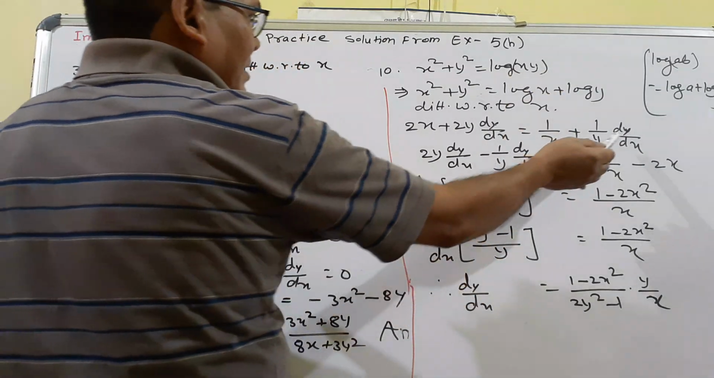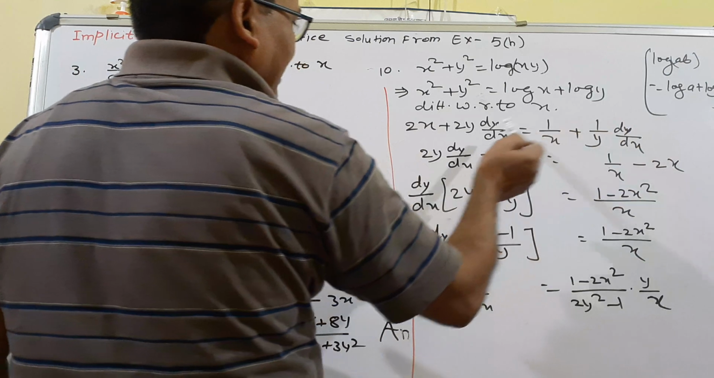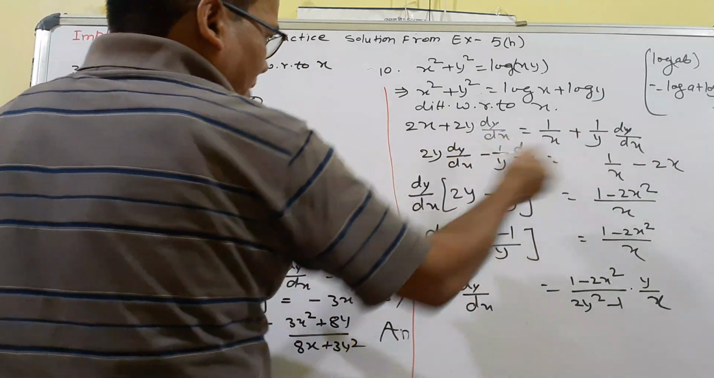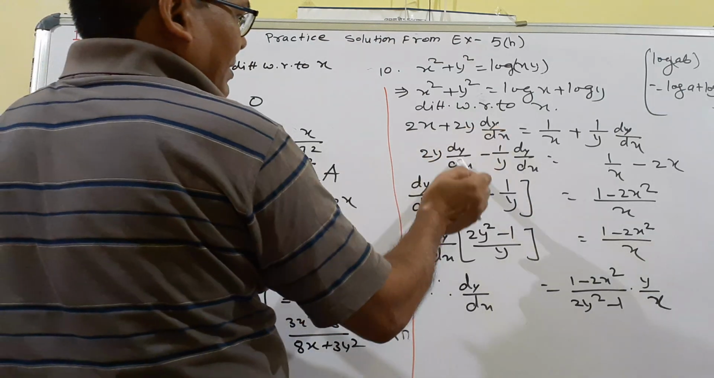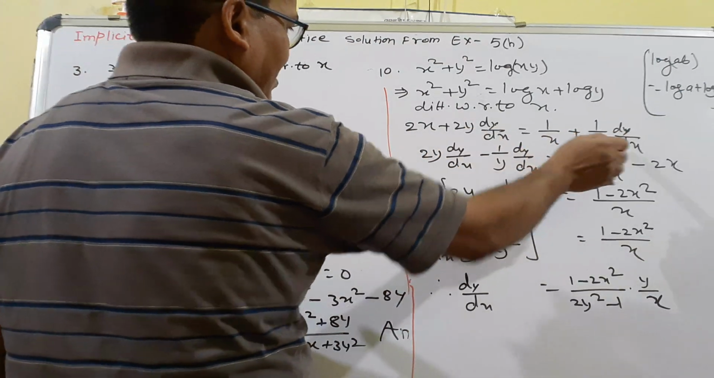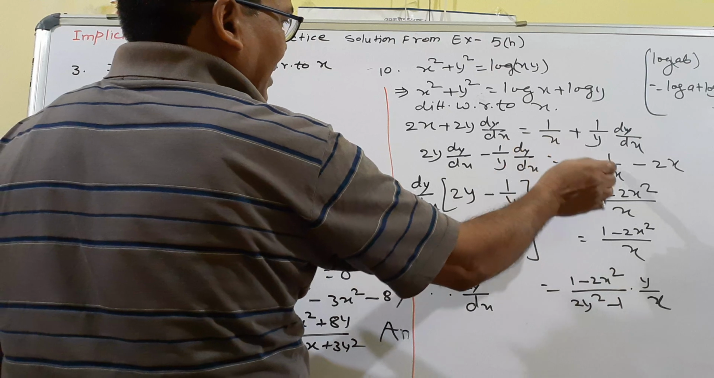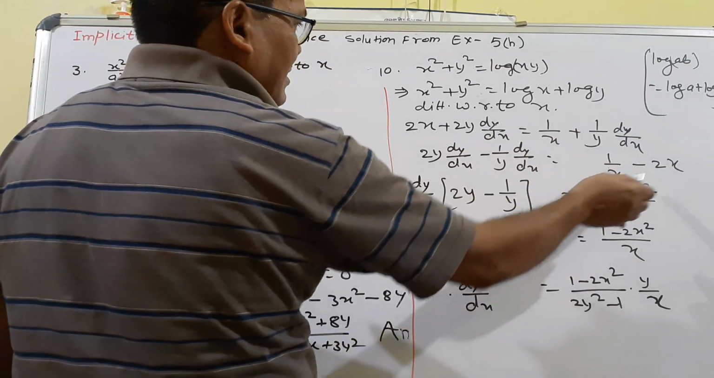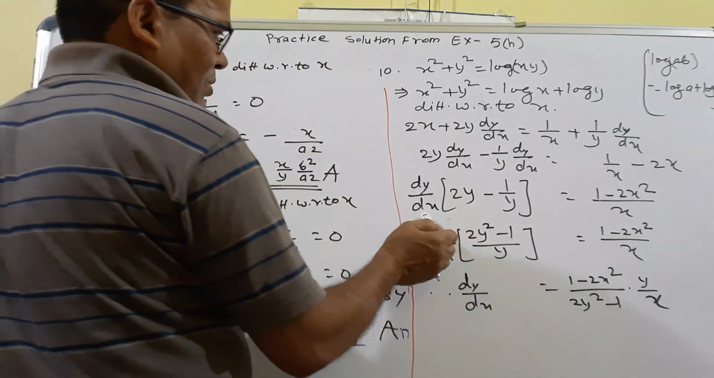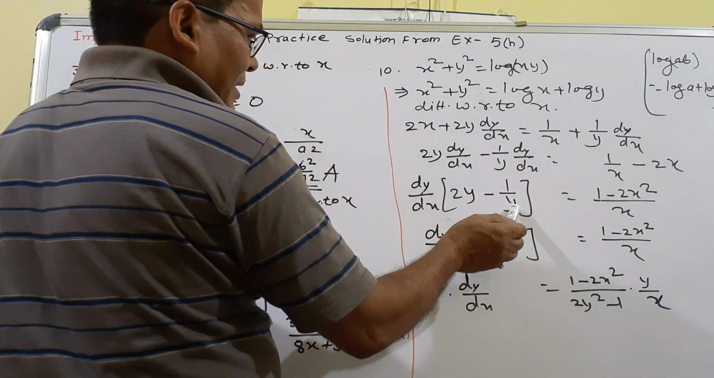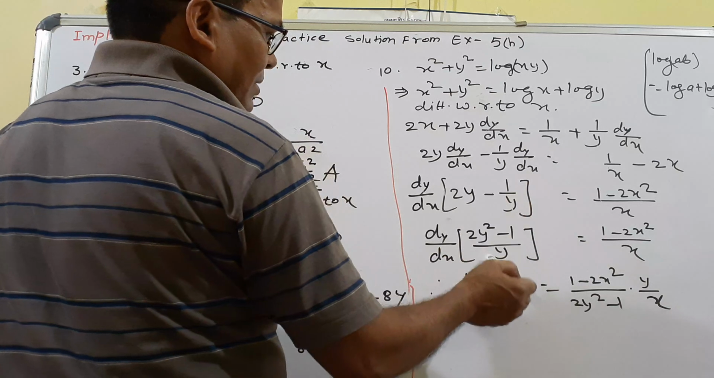Here again dy by dx is on the right side and dy by dx is on the left side. So bring both terms to the left side. So 2y dy by dx minus 1 by y dy by dx is equal to 1 by x minus 2x. Simplify this one, you will get this. And here again take dy by dx common: 2y minus 1 by y. If you simplify, you will get this.